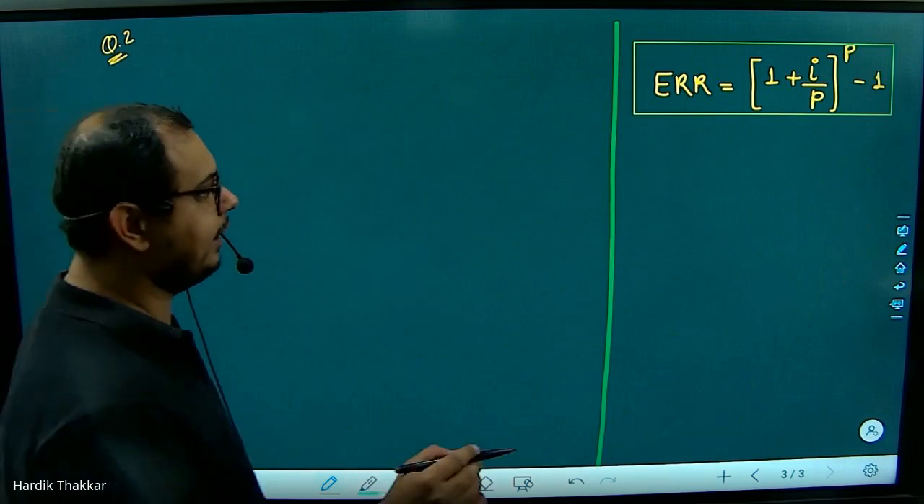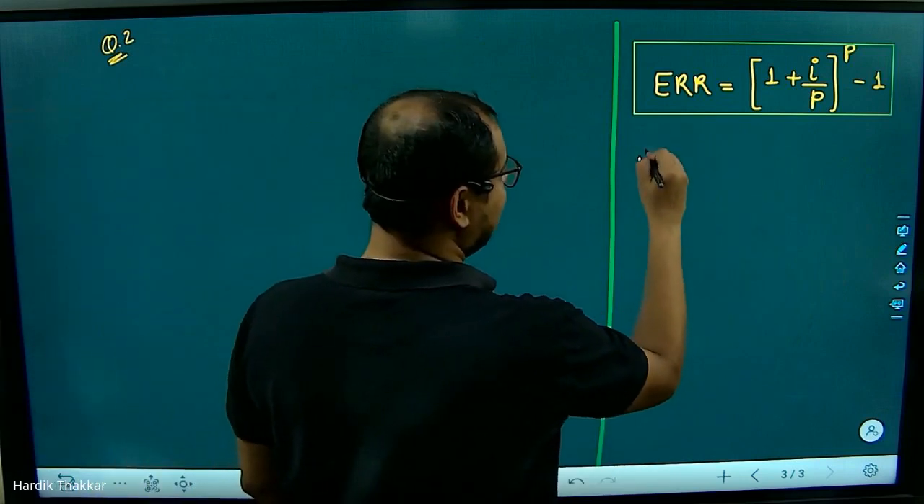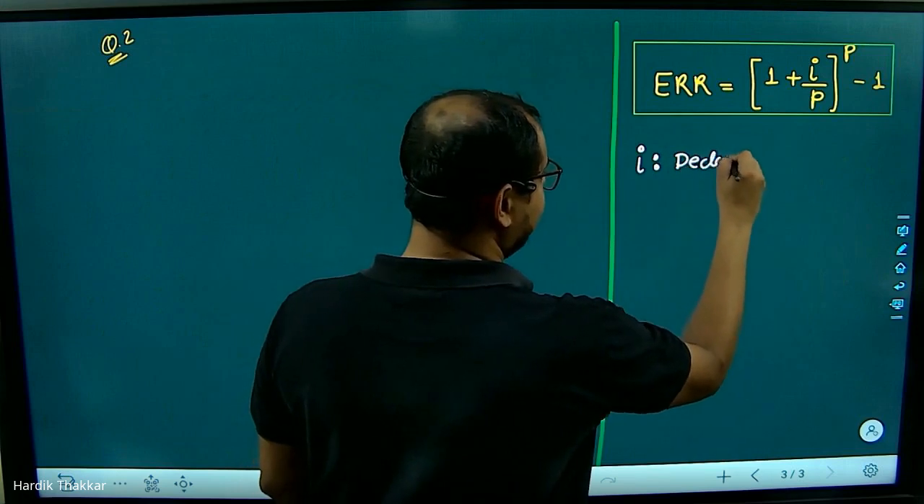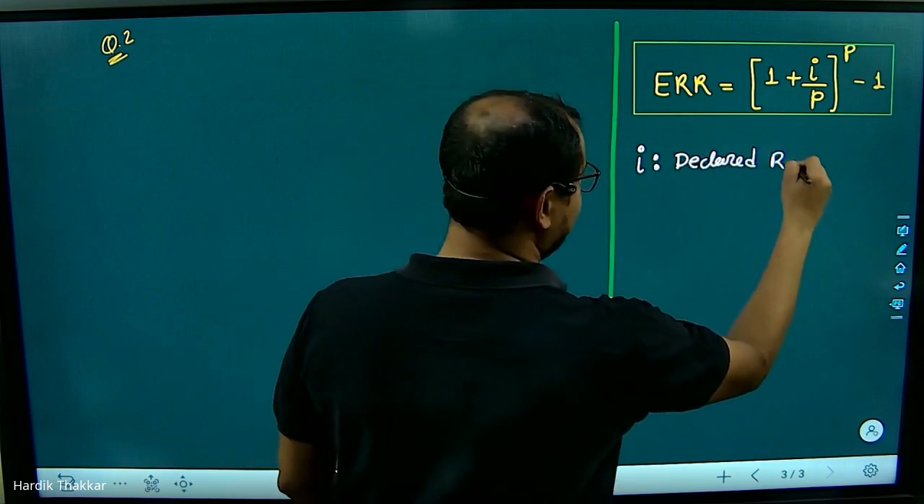Okay, declared rate of return. So here I is declared rate of return or stated rate of return. Declared RR you have to find.